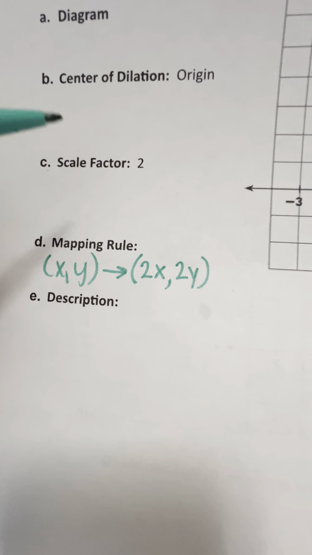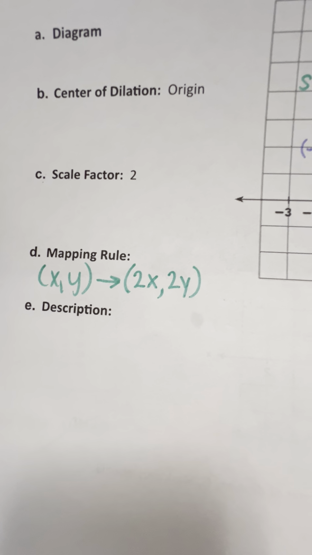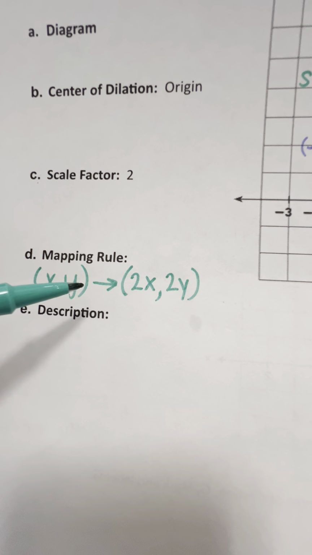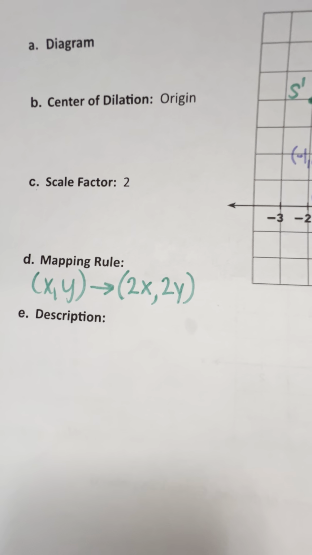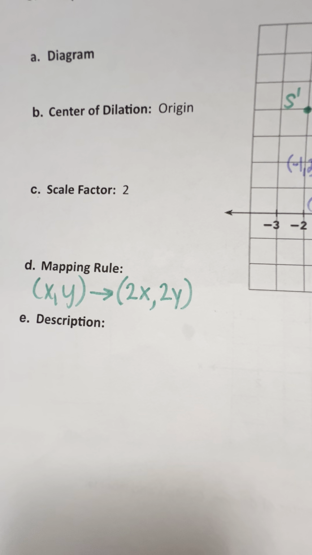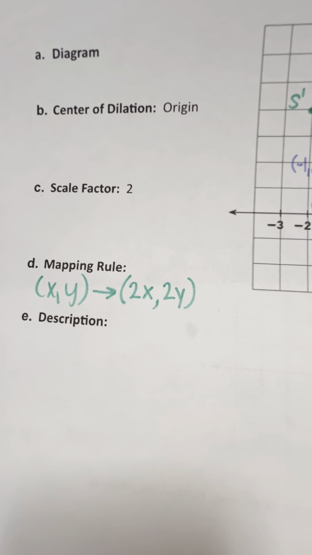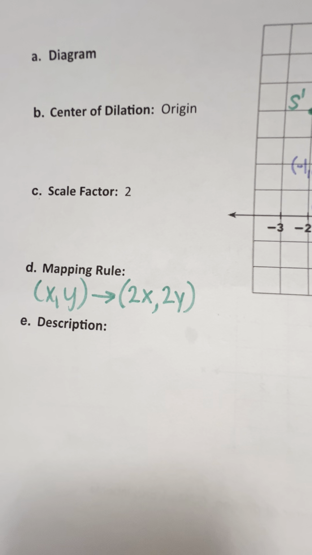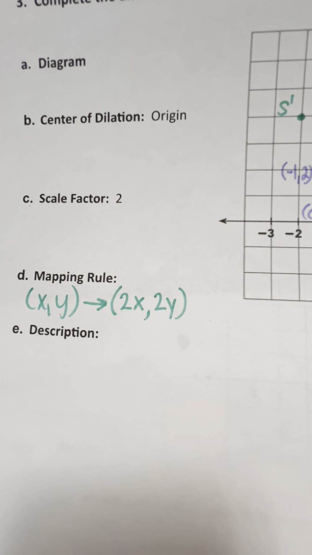And the reason why the center of dilation is really important for us is because that helps me use this mapping rule. This mapping rule only works when we're talking about the center of dilation being at the origin. If it is not at the origin, at (0, 0), this rule will not apply. So you can't use it with other scale factors if the center of dilation is any other point other than (0, 0).